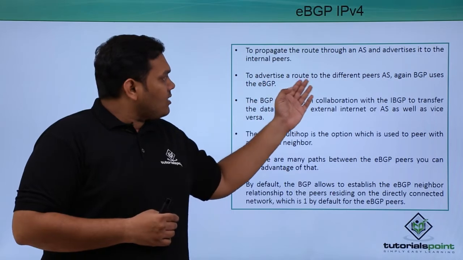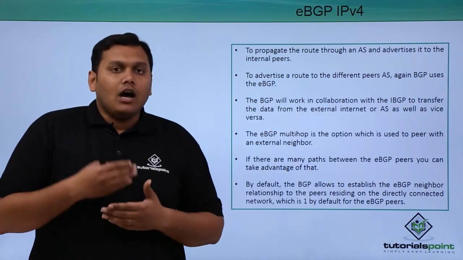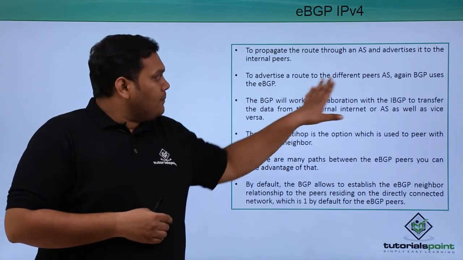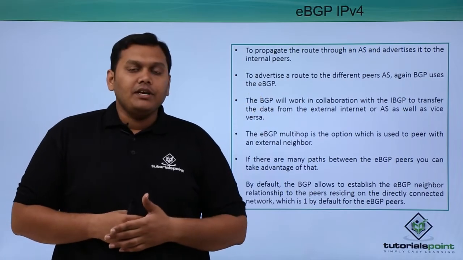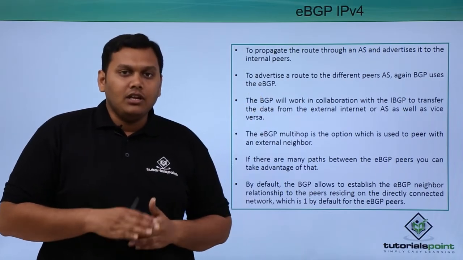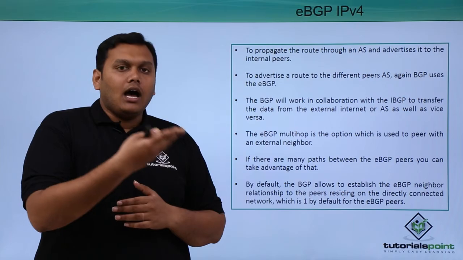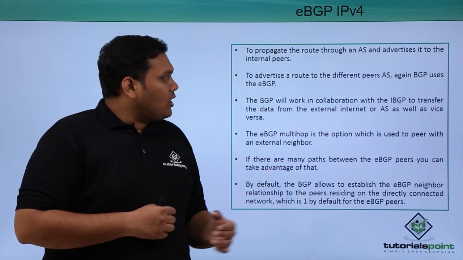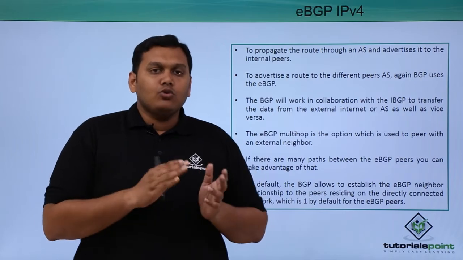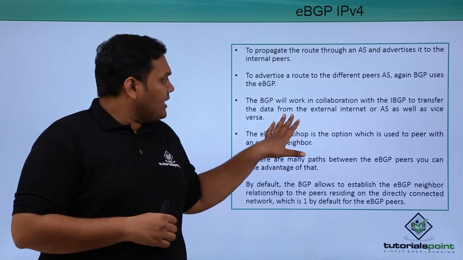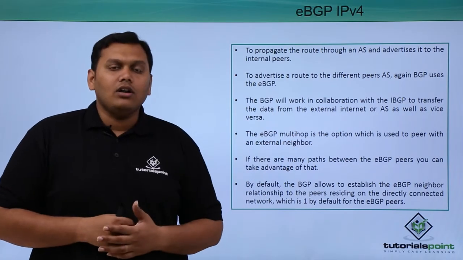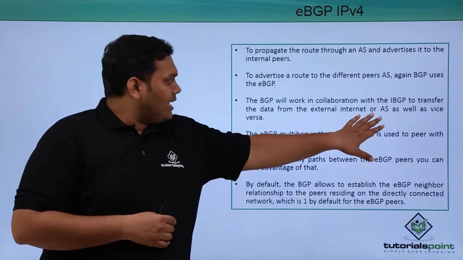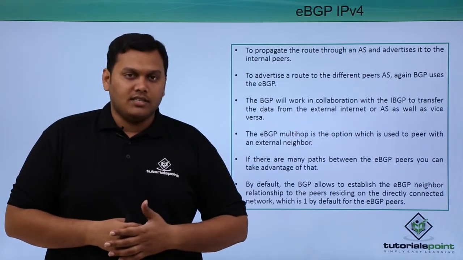To advertise a route to different peer autonomous systems, BGP again uses eBGP to connect to the external border gateway of the other enabled system. BGP works in collaboration with iBGP to transfer information or data from the external internet or autonomous system, and vice versa.